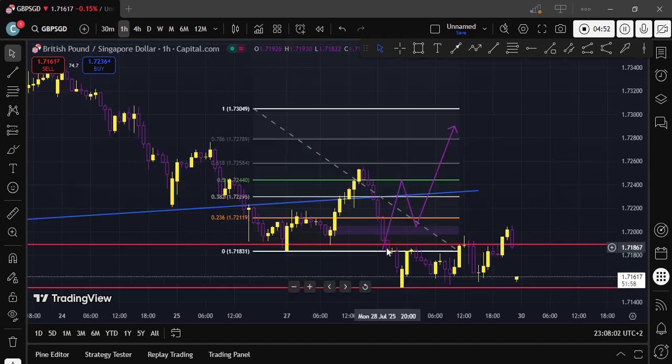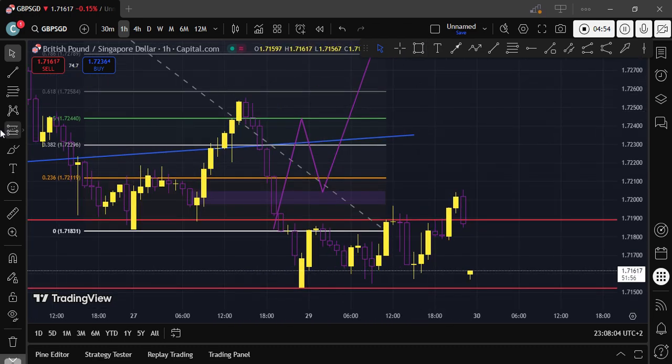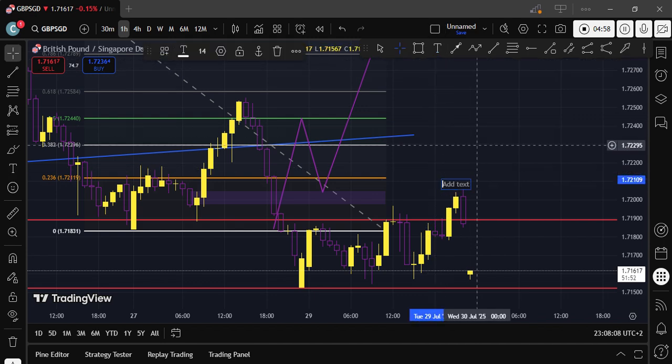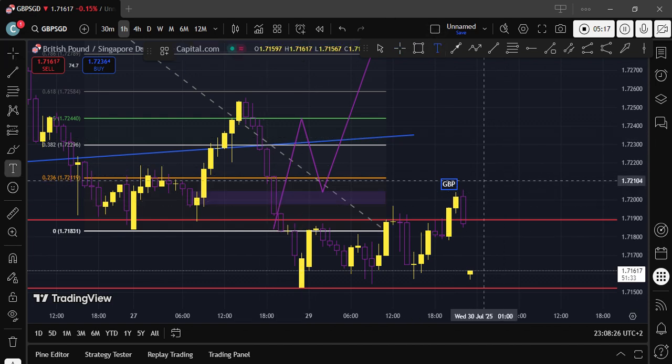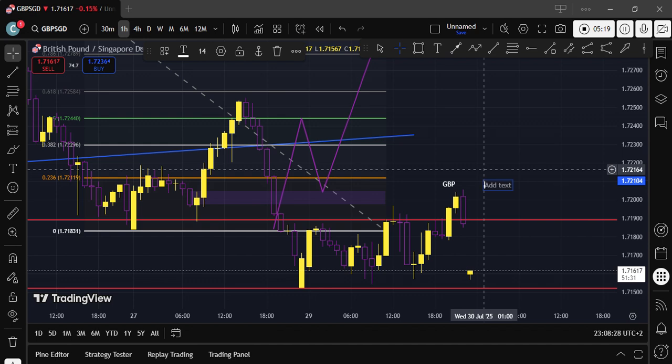So economic divergence. Sorry, let me show you something about economic divergence. This is like the GBP. I'll put it separate here in capital letters, GBP, and we're going to have another, SGD here.